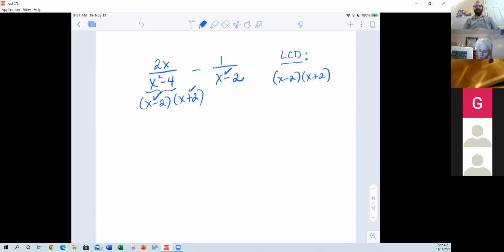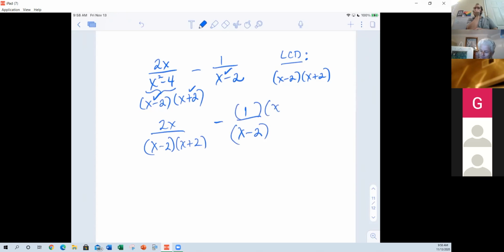All right, so now we have 2x over x minus 2 times x plus 2. Do we need to do anything to that to get the common denominator? Not to that side of it, no. And what about the 1 over x minus 2? You're going to have to multiply x plus 2 on the top, the numerator, which is just going to be x plus 2.